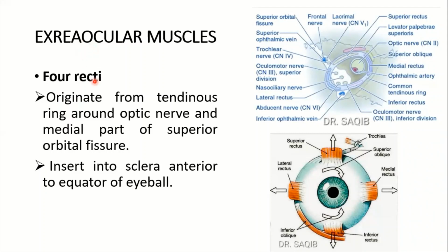And these 4 recti are inserted into the sclera anterior to the equator of the eyeball. Yes, this is the insertion of 1, 2, 3, 4. Inserted into the sclera. This whole structure is the sclera, the white of the eyeball, and the recti muscles are inserted anterior to the equator of the eyeball.